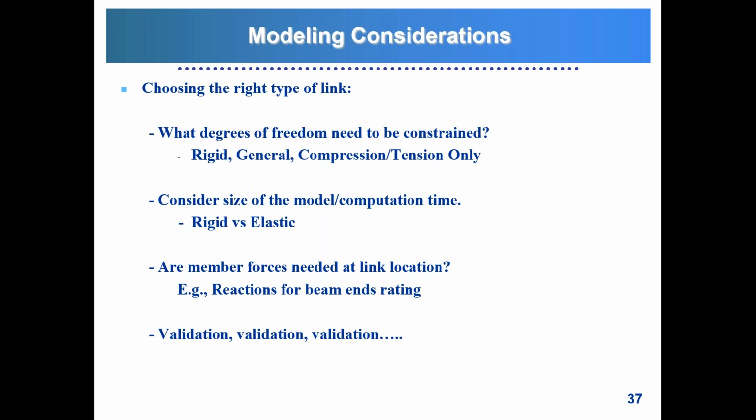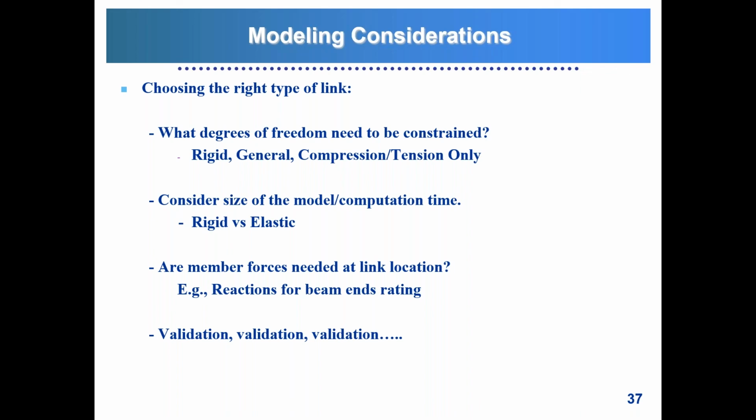If you know the stiffness in one or more degrees of freedom, then you may need to go with a general elastic link. If you have a special configuration, then you may go with a compression-only or tension-only link. You should also consider the size of the model. For smaller models, it's not really that big of a deal.